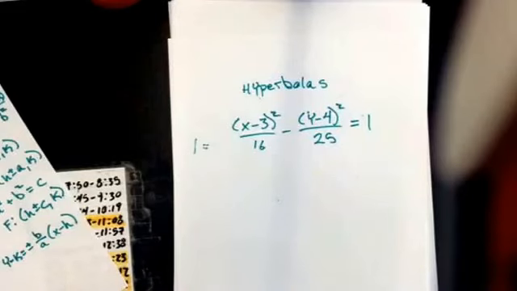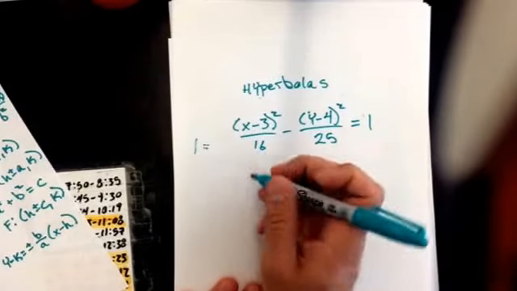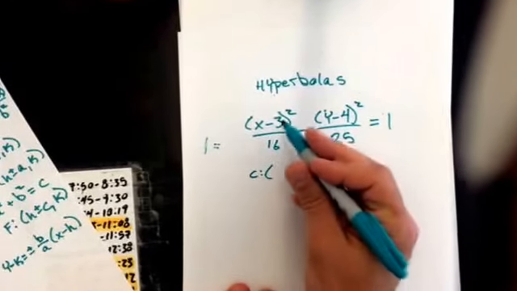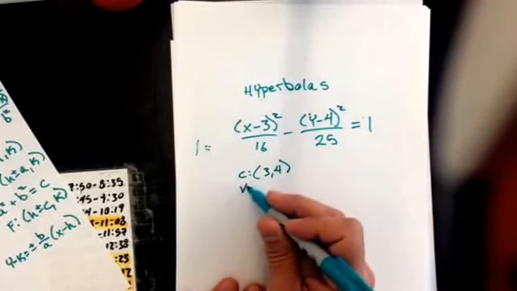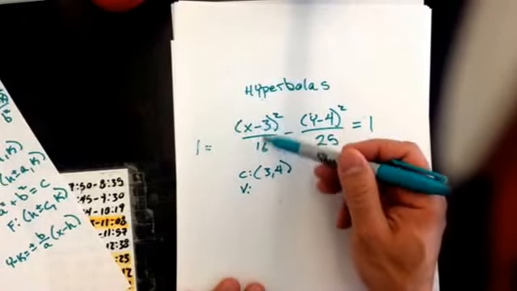So first thing I'm going to do is think about, is this horizontal or vertical? And I can tell because the x comes first that it's going to be horizontal. This is going to be a horizontal one. The center is going to be at 3, 4.